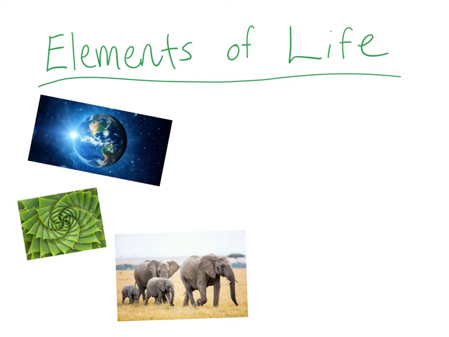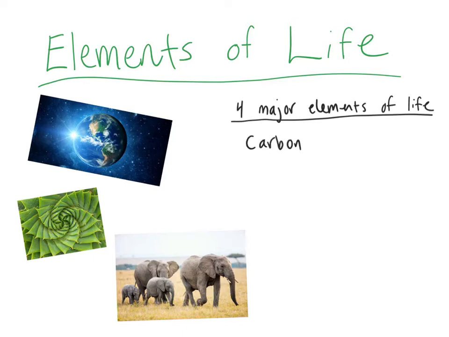This video is all about the elements of life. So I'm going to start off by listing the four major elements of life that make up 96% of all living things, including me, you, these elephants, plants, anything that you consider living is going to be made of primarily these four main elements. And those four main elements are going to be carbon, hydrogen, oxygen, and nitrogen.